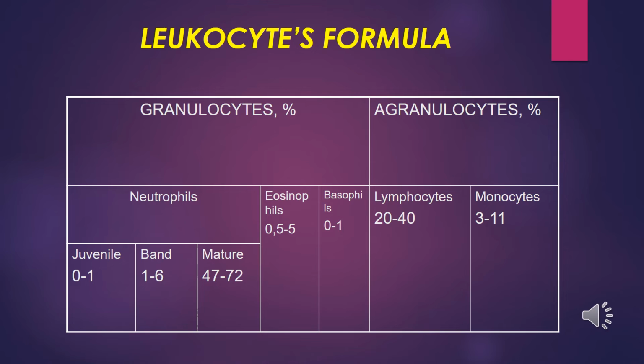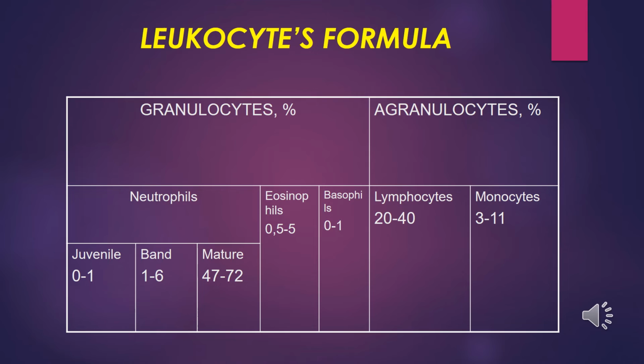Leukocytes in the human organism are described by the specific leukocyte formula. On this slide you can see the amount of granulocytes and agranulocytes. How many percent include agranulocytes? Lymphocytes from 20 to 40%. Monocytes from 3 to 11%, eosinophils 0.5 to 5%, basophils 0 to 1%.